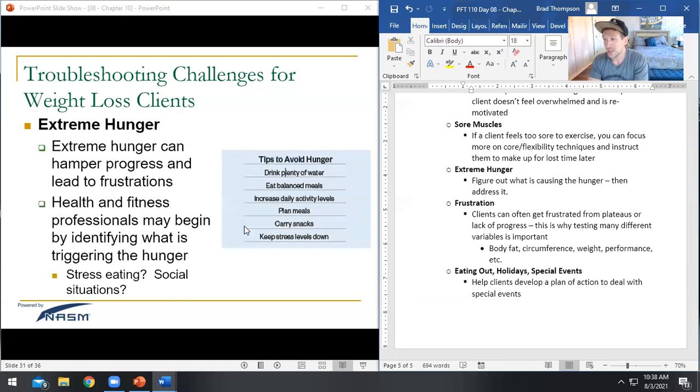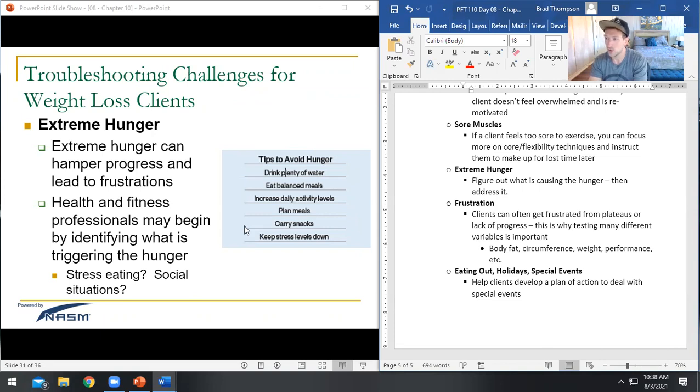Extreme hunger, figure out what's causing that hunger. If your client says, I don't know, I'm just miserable on this diet. I'm hungry all the time. Okay, let's figure out what's going on there, right? Are they getting enough water? Are their meals balanced, or are they just totally out of whack? And so their body's just like, I need vitamins. So it's creating hunger hormones.